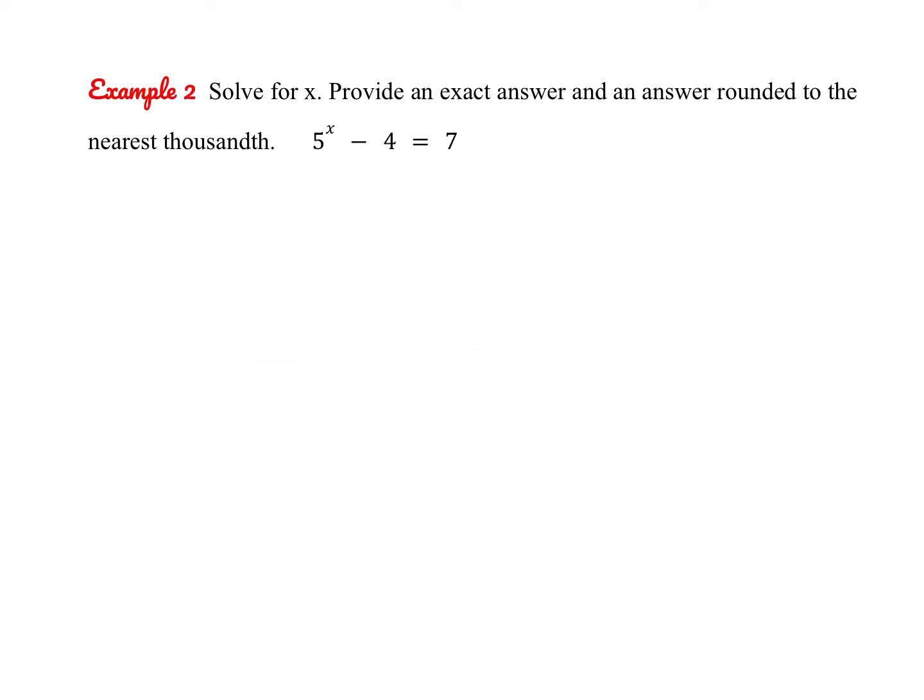All right, let's try another one together. So here, again, let's isolate as much as we can. So I'm going to add 4 to both sides. And now I'll do the two different paths again. So here, since this is base 5, I think the best thing we can do is take the log base 5 of both sides. And remember here, if the bases match, it simplifies to the exponent.